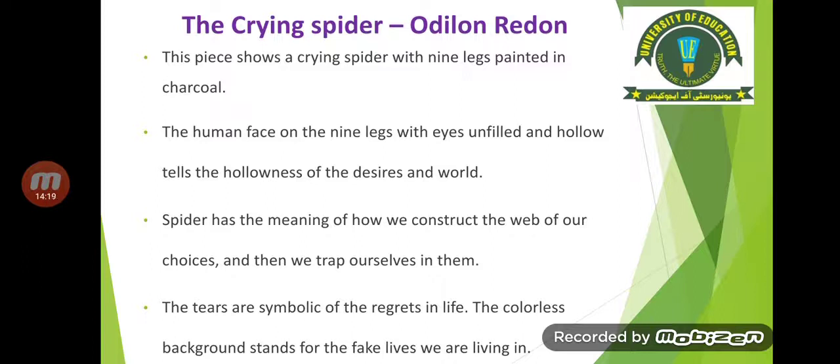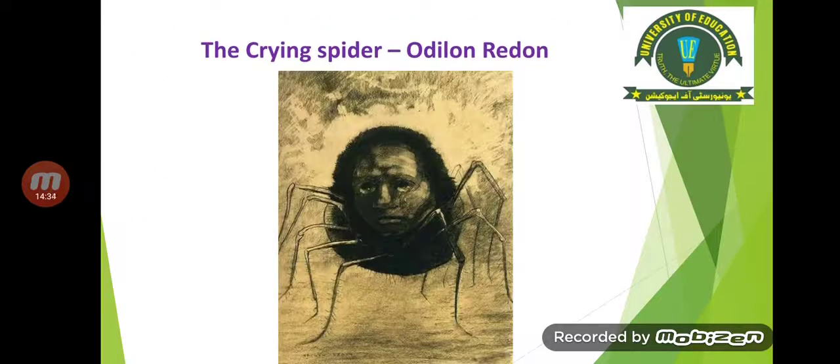The tears are symbolic of the regrets in life. The colorless background stands for the fake lives we are living in. As you can see in this painting, The Crying Spider, tears are very visible in the eyes, and the background is very clean.